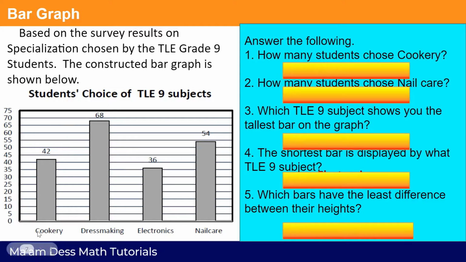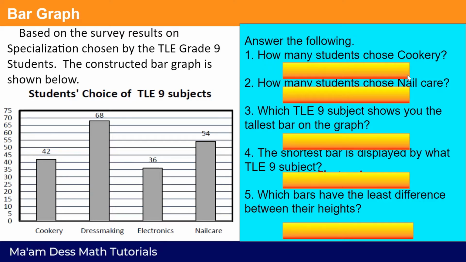Now, for the cookery, as we can see, we have 42, which means it is between 40 and 45. Next, dressmaking, we have 68, so you can find 68 before 70. Next, electronics is 36, so you can find it after 35. And the nail care, we have 54, so you can find it before 55.